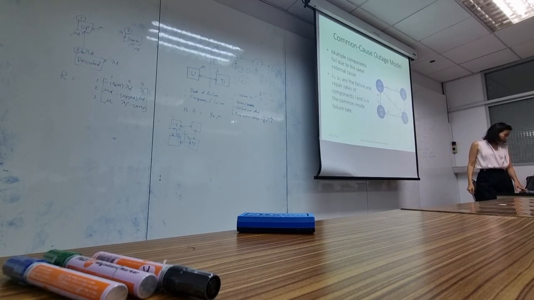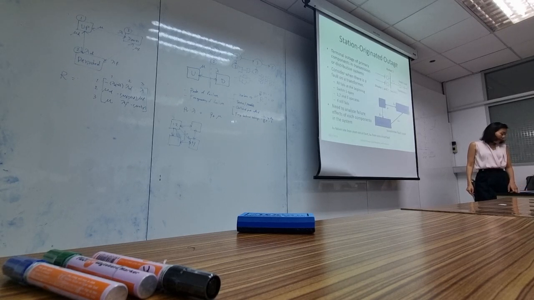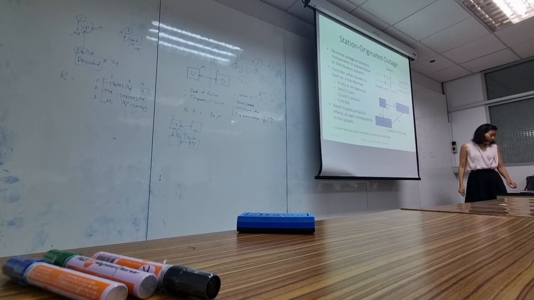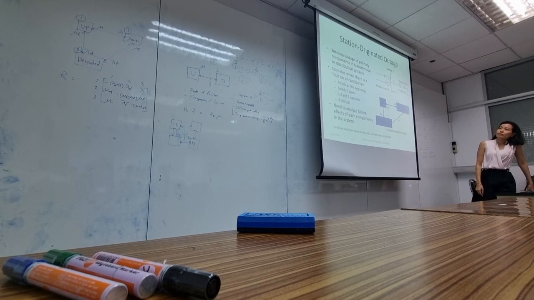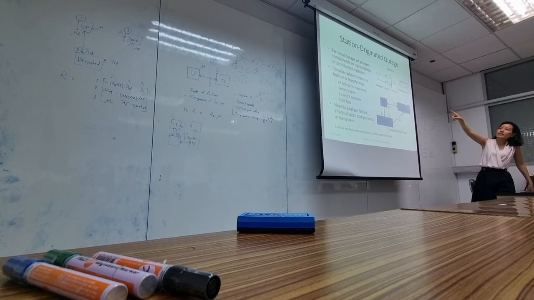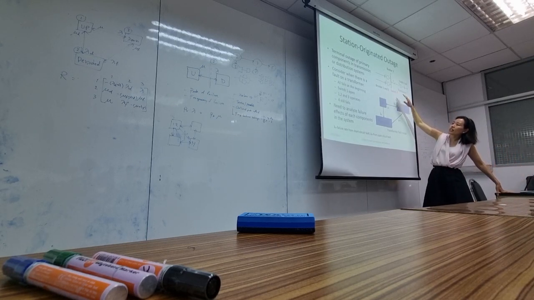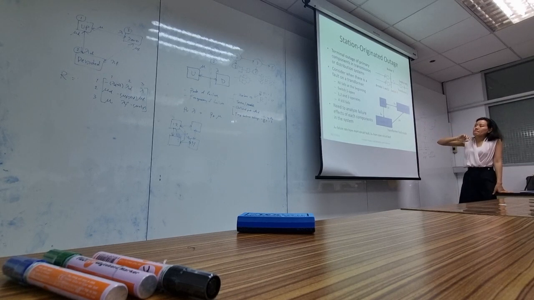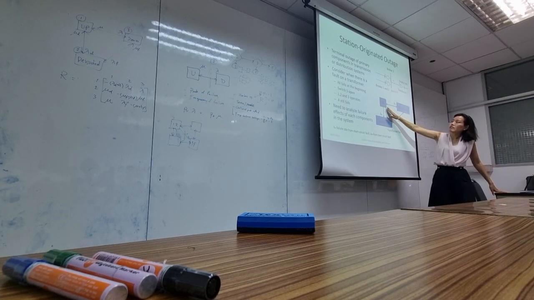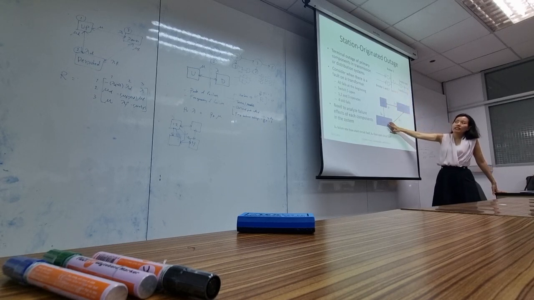Now, we have the station originated outage. So in this case, you might have the terminal outage of some components in the transmission or the distribution system. So consider if there is a fault, okay? So all the faults cause all of these to fail at the beginning.